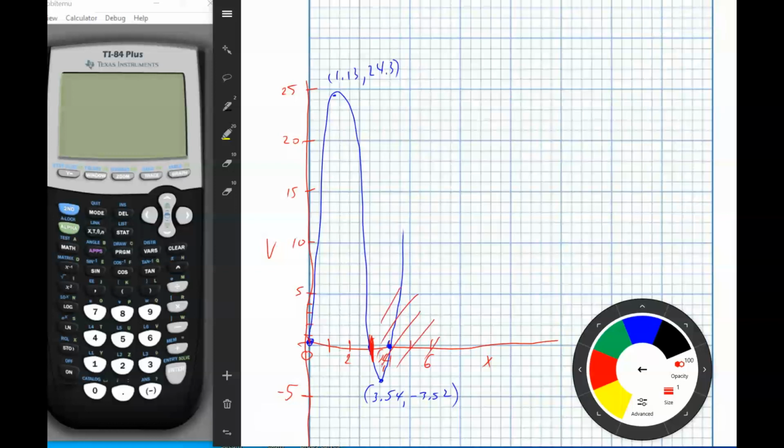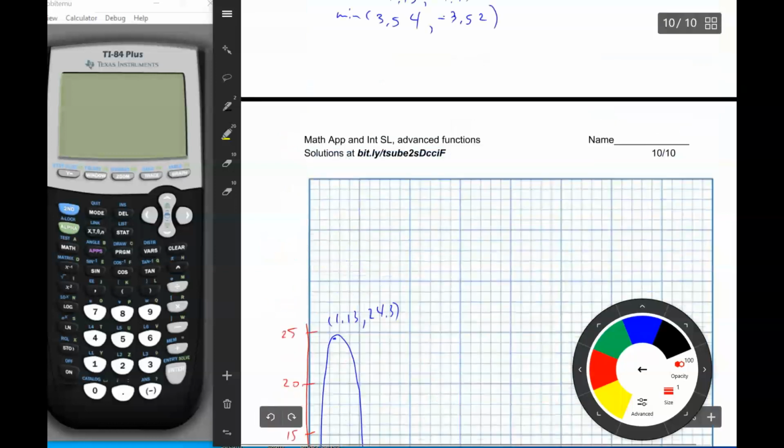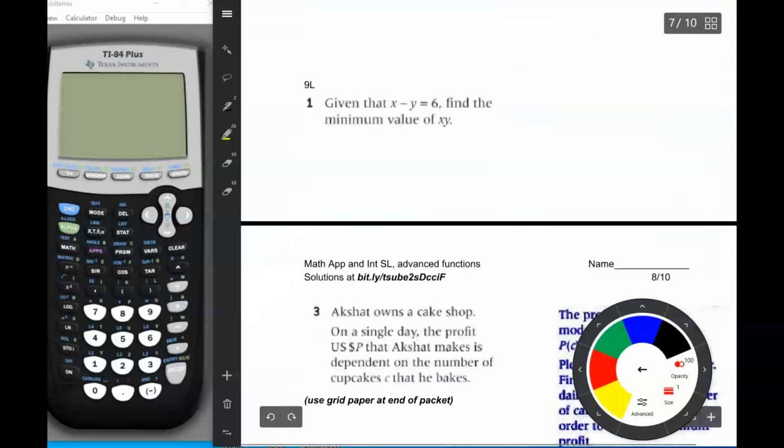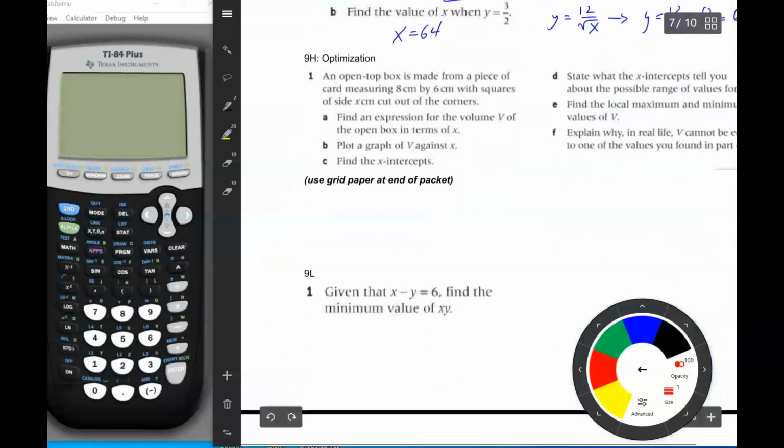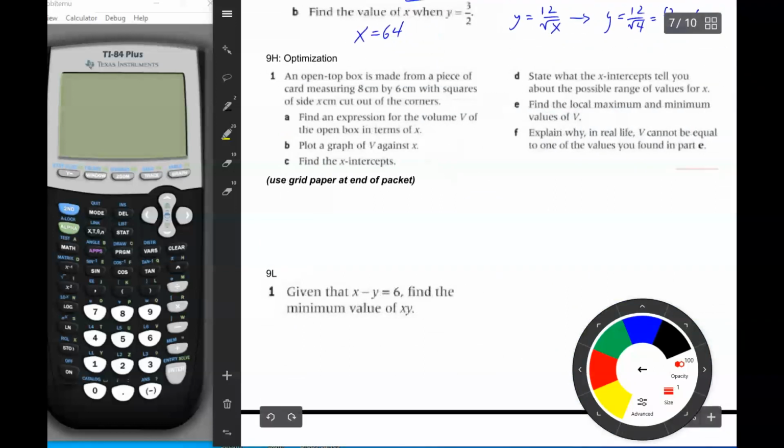I'm not sure if we answered all the questions. Let's go back and look at the questions, make sure we answered them all. So, we plotted the graph. We found the x-intercepts. We found the expression in terms of x. State what the x-intercepts tell you about the possible ranges of values for x.